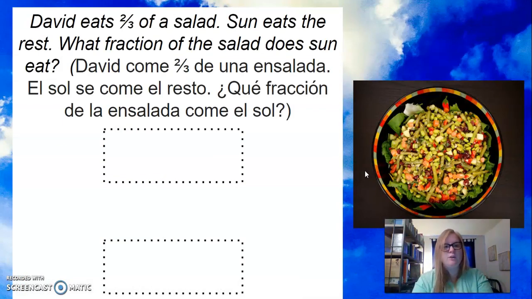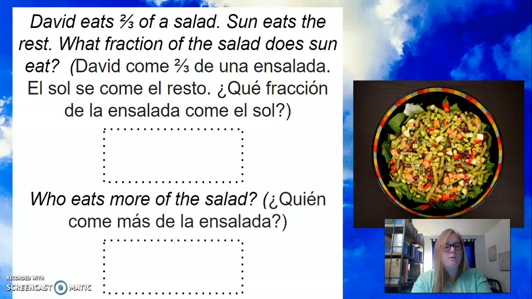David eats 2/3 of a salad. Son eats the rest. What fraction of the salad does Son eat? Who eats more of the salad? Would it be David at 2/3 or Son with whatever answer you put here? Now, a salad bowl is a lot like a fraction circle that you could split into thirds. If you wanted to, you could also draw out fraction strips or use a fraction number line. Whatever tools work best for you are the tools that you can use.